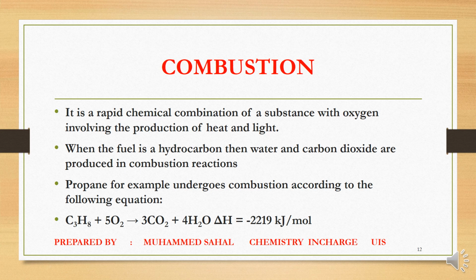Now we will check about combustion. It is a rapid chemical combination of a substance with oxygen involving the production of heat and light. When the fuel is a hydrocarbon, that hydrocarbon combines with oxygen, and you will get two products, water and carbon dioxide, along with energy released. For example, propane undergoes combustion. We will get carbon dioxide and water, and energy is released.